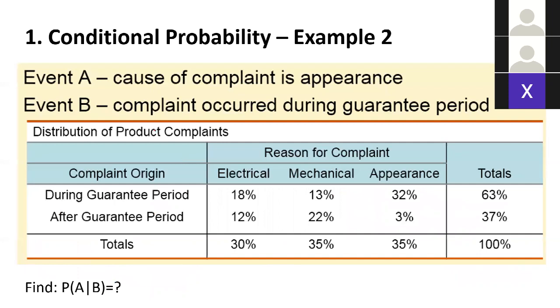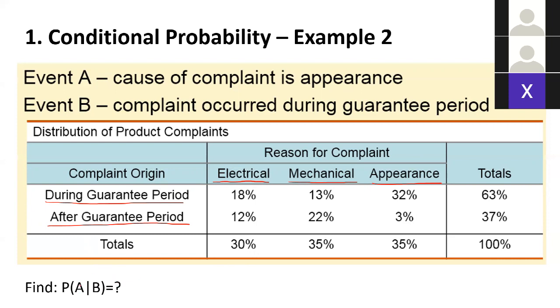Next, example 2. Okay, suppose here we have 2 events. Event A is cause of complaint is appearance. Event B is complaint occurring during guarantee period. And we have a table here, lists all the distributions of product complaints. For some complaint, the complaint is because of electrical problem, or it can be due to mechanical problem, or some because of the appearance problem. And we also know that some complaints happen during the guarantee period, and some complaints happen after the guarantee period, right? So this table lists all the distributions of product complaints. So here we want to find the probability of A given B. So how do we calculate this?